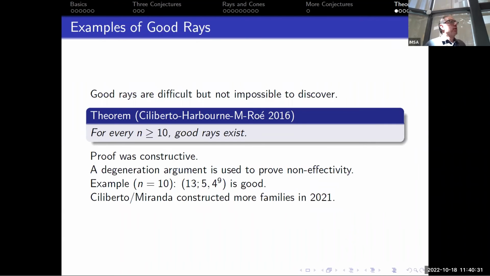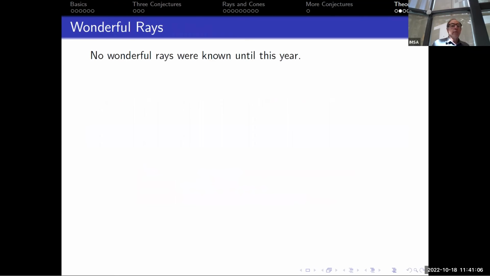So for this, you should not have such a curve, but the fact that you should not doesn't mean that you don't. Now, last year, Chiro and I constructed many more families of good rays, rational rays, which we proved were square zero and no multiple is effective. Okay? And this gave us a little more insight into what the Mori cone is using the Nefness Lemma. But no wonderful rays were known until this year.